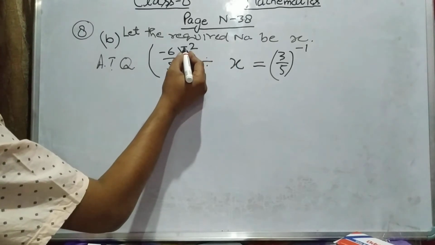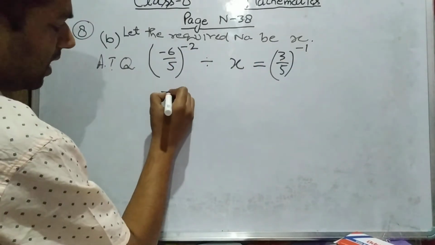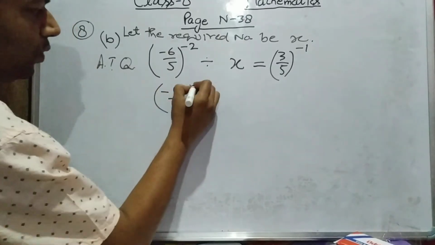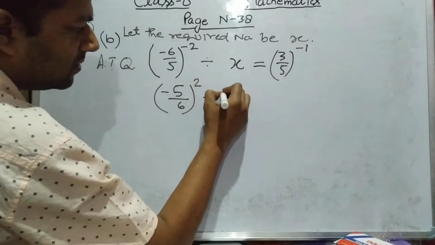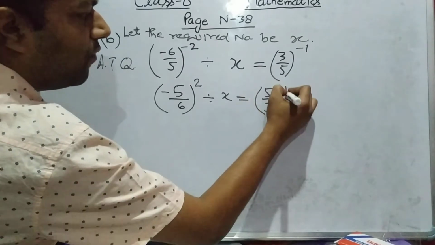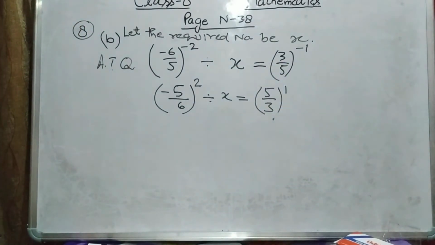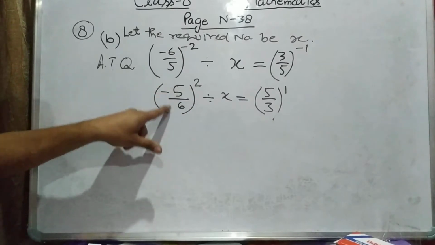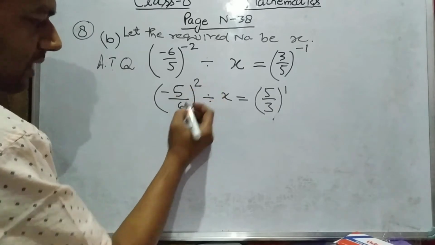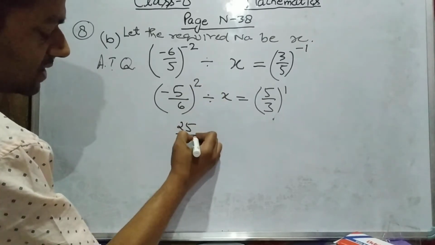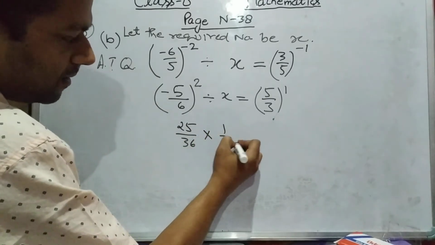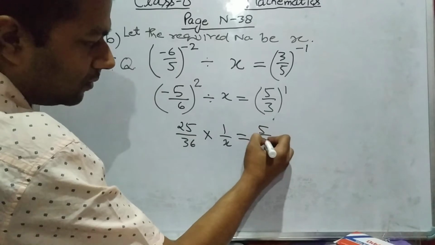Once again the same laws, minus power, minus power. Minus 5 upon 6 to the power 2. Make the equation easy first. 5 upon 3 to the power 1. Converting the minus power to positive, then we take the reciprocal. Minus squared is plus, 5 squared is 25, 6 squared is 36, multiply sign, reciprocal, 5 upon 3.